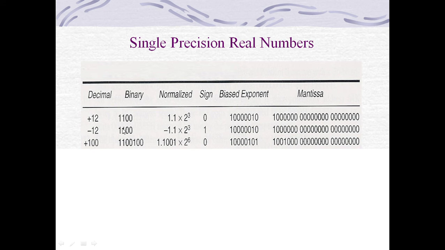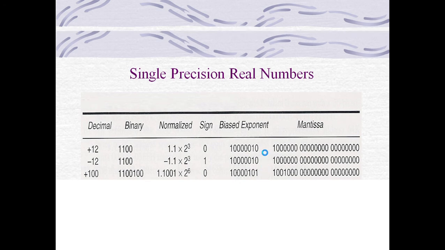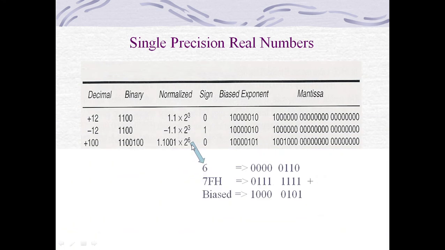In this case, as the number is positive, the sign bit is 0, and we can now represent this exponent as the biased exponent. Let me do this calculation to understand how to get the biased exponent. First we represent this 6 as an 8-bit binary number. So 6 is equal to 00000110. This is the 8-bit binary representation of the decimal value 6.